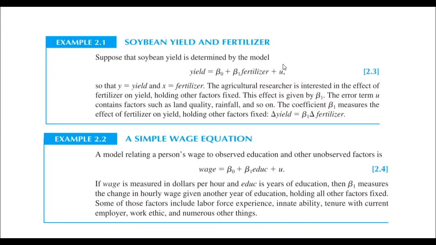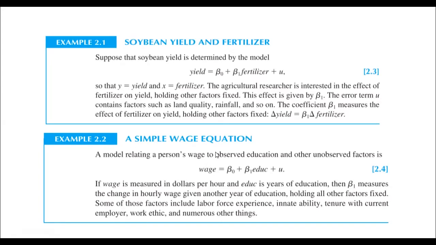u is the error term, and we know that fertilizer isn't the only thing that can affect agricultural yield. There are many factors at play here. So essentially, u captures all that, and it could be the weather quality or the land quality or rainfall and so on. These are all captured by u here.